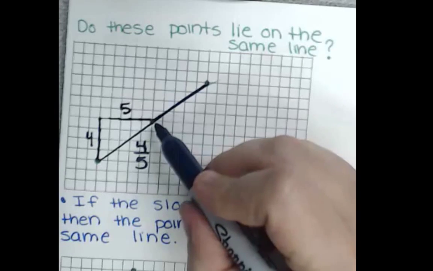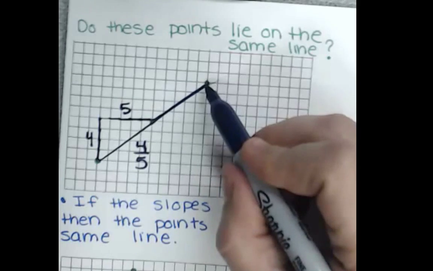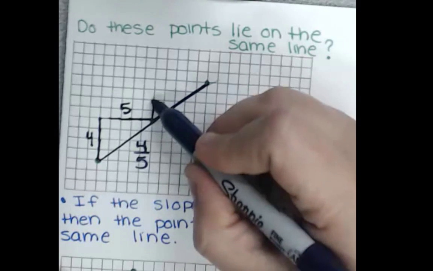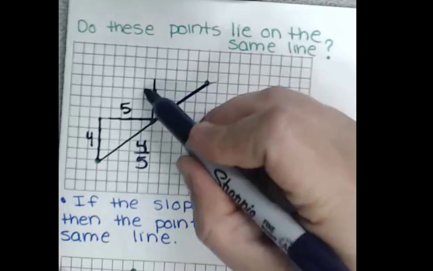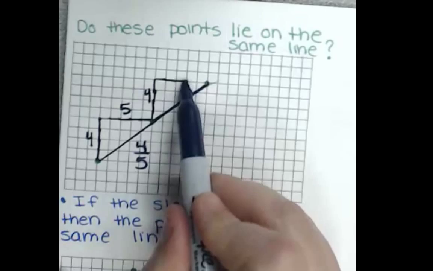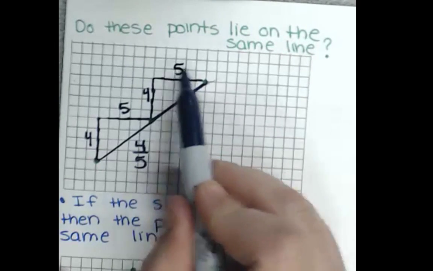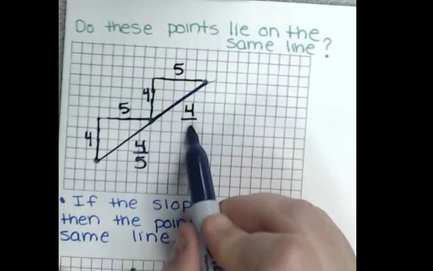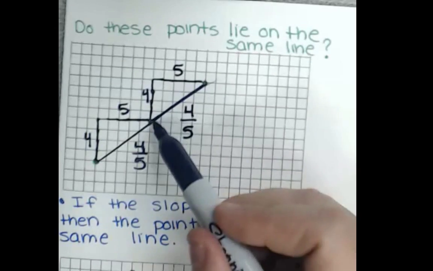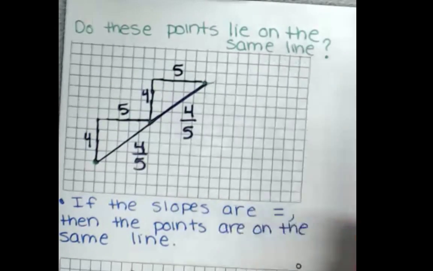Now we must find the slope from this point to this point. So we find the rise 1, 2, 3, 4, and the run 1, 2, 3, 4, 5. This slope is also 4/5. Therefore, we can conclude that these 3 points do lie on the same line.